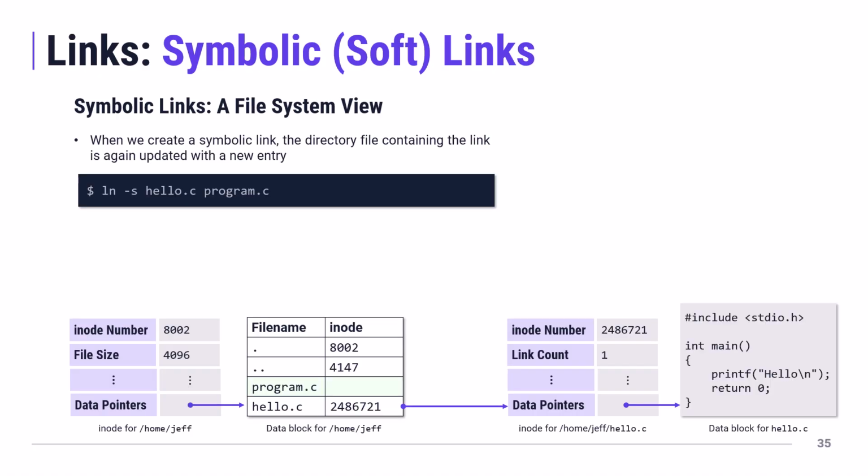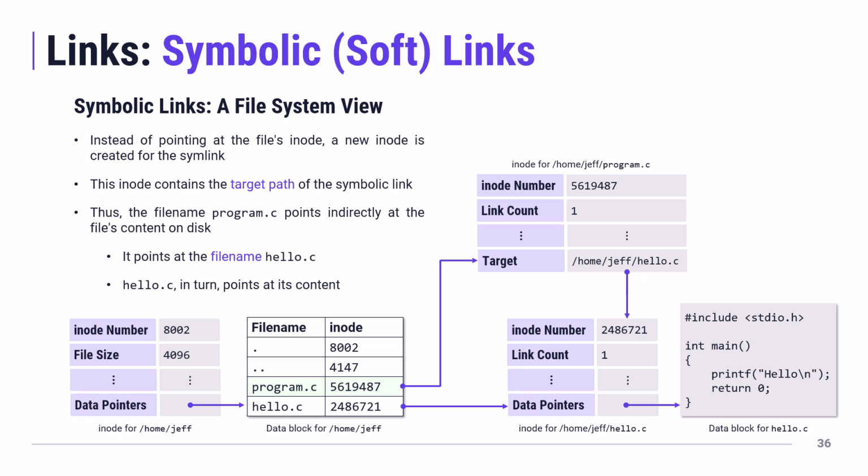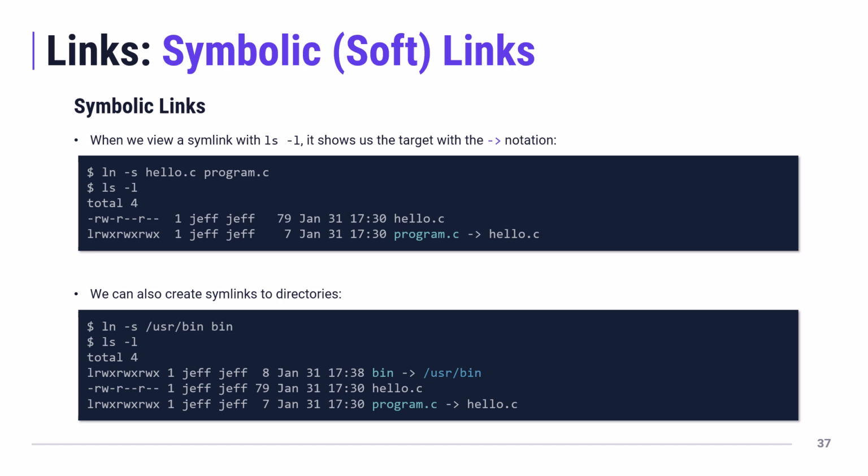So again, at the file system level, what's going on here is when I create that symlink, once again, the directory file gets updated with the new entry, program.c. But this time, we're creating a brand new inode for that symbolic link. And so the symlink actually has the target path in it. So it says, okay, I'm program.c and I am pointing at the file name hello.c. And then hello.c in turn points at the file's content on disk. And that's why we call it an indirect link, because it's not pointing directly at the content, it's pointing at another inode, which then points at the content on disk. So I showed you when we view a symlink with ls -l, you'll see that notation there with the arrow that says, okay, program.c is a symlink that points at hello.c.